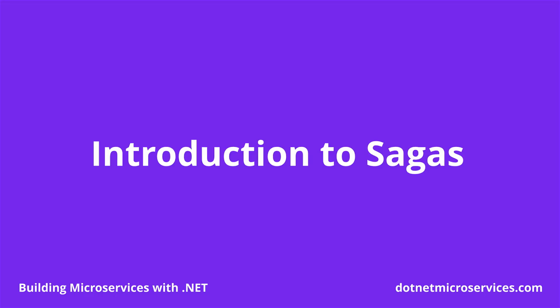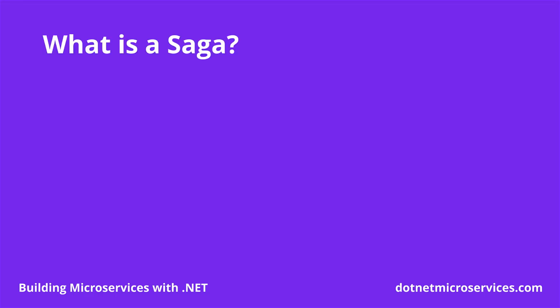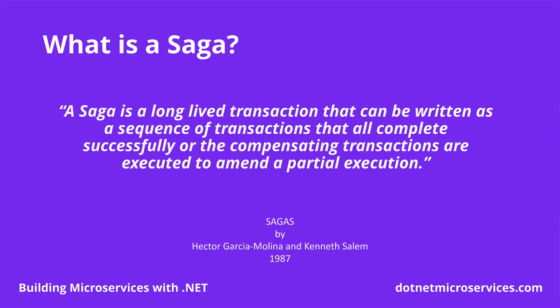In this lesson, you will learn about sagas, what they are, and how they work in the context of a microservices architecture. So, what is a saga? A saga is a long-lived transaction that can be written as a sequence of transactions that all complete successfully, or the compensating transactions are executed to amend a partial execution.